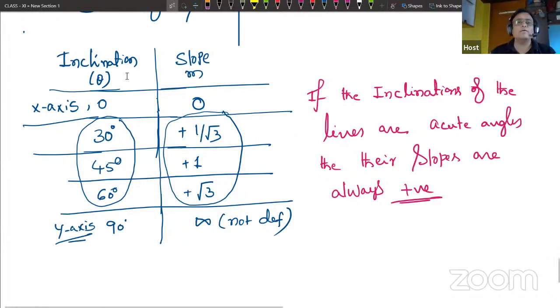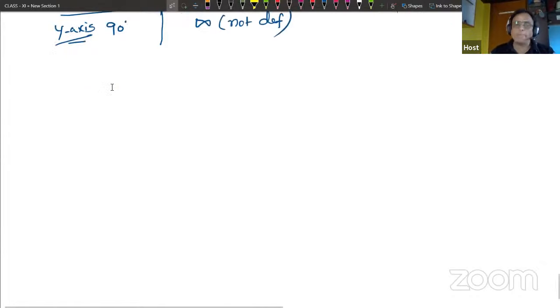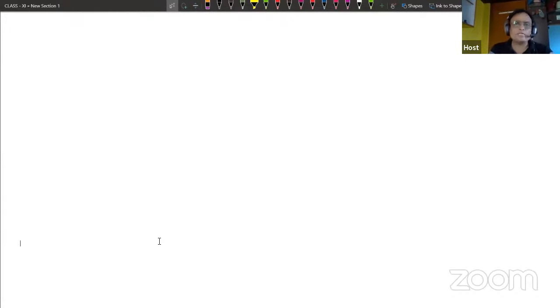But finally, we move on to the next concept that we'll also define today. If the inclinations are acute, then the slopes are positive, very easy. If the inclination is an obtuse angle, of course, inclination of a line cannot cross 180. That means we cannot go beyond the second quadrant. Up to 180 degrees means second quadrant. In trigonometry, we have studied that tan is always negative in the second quadrant.